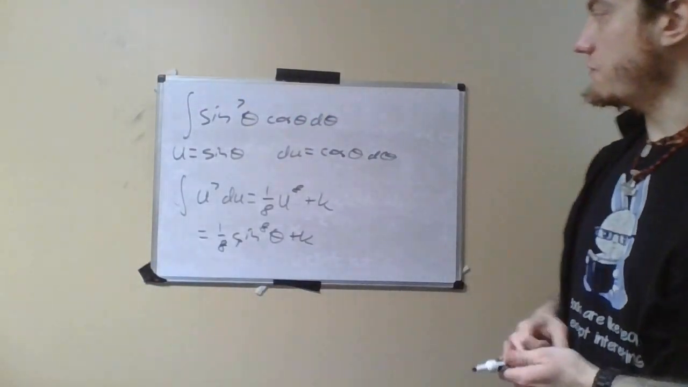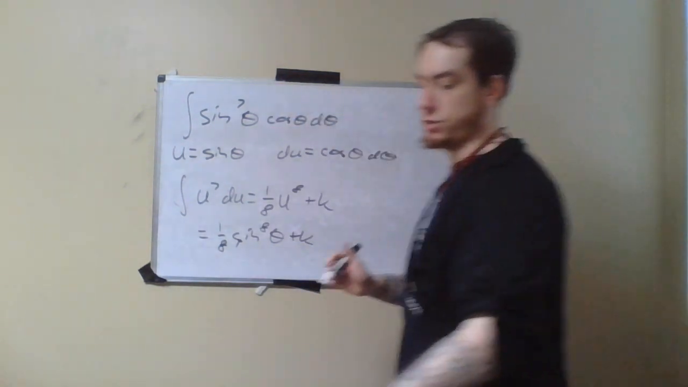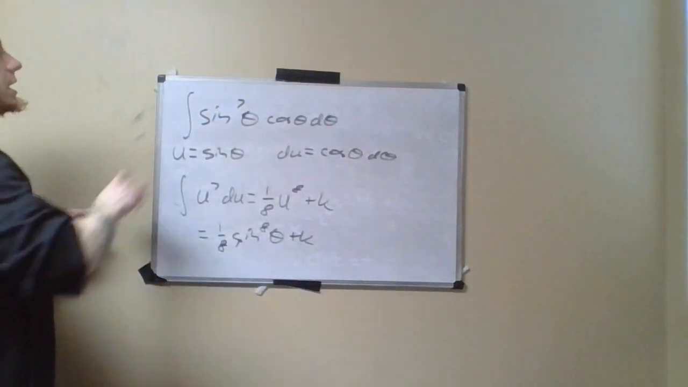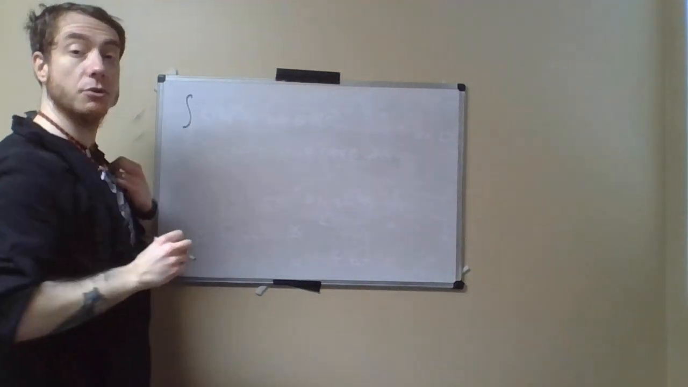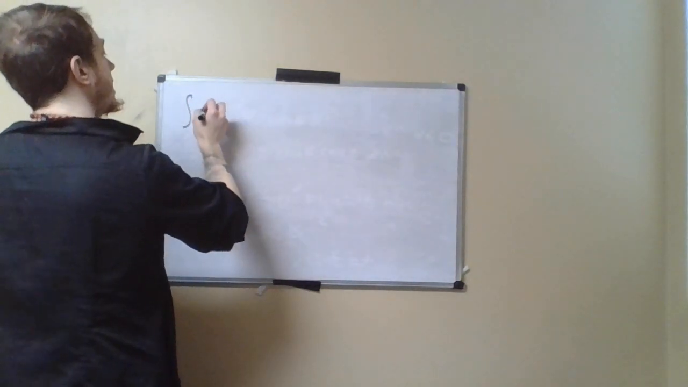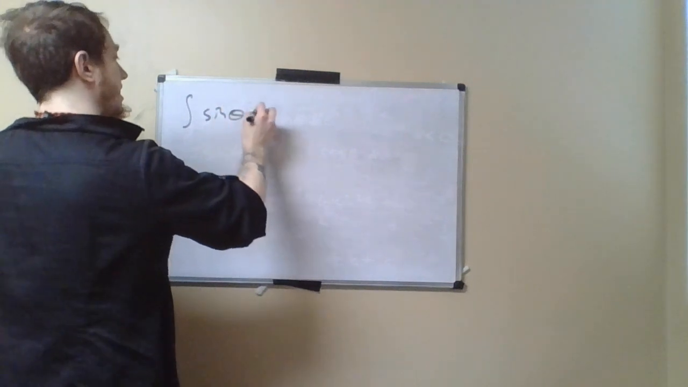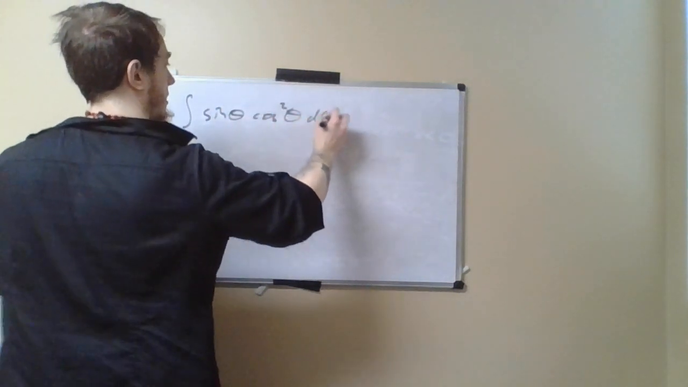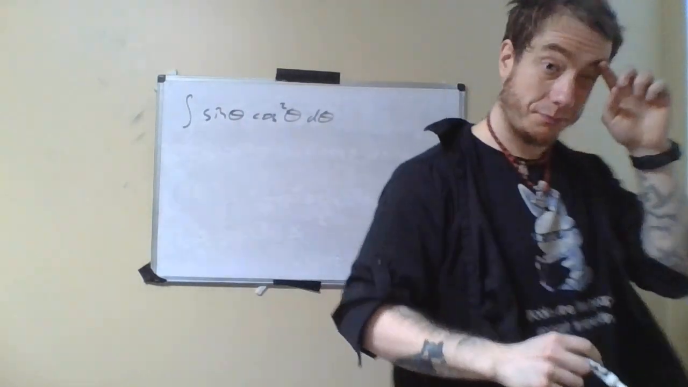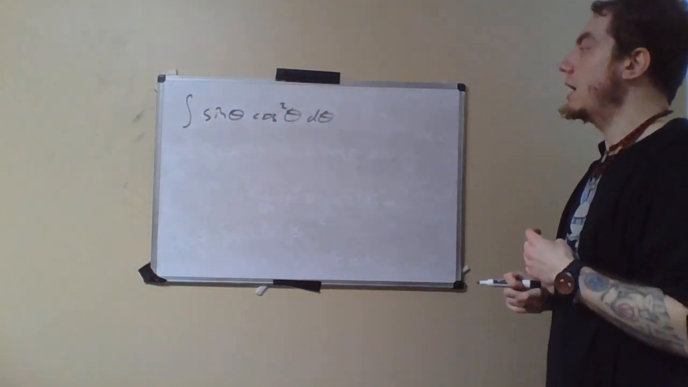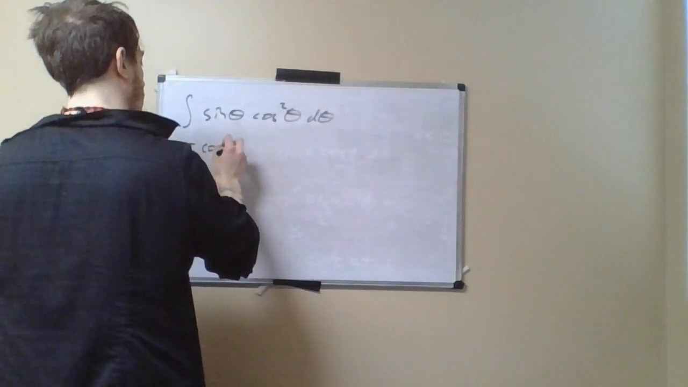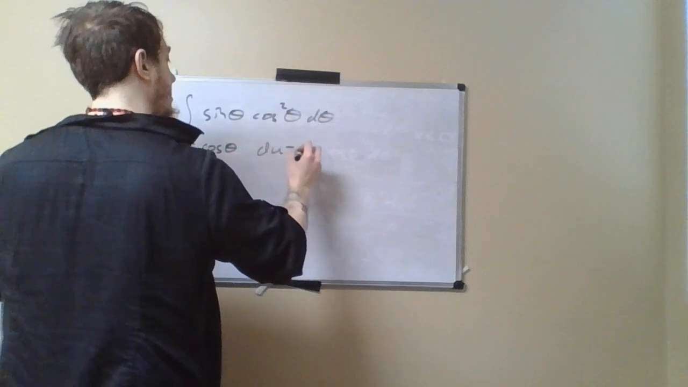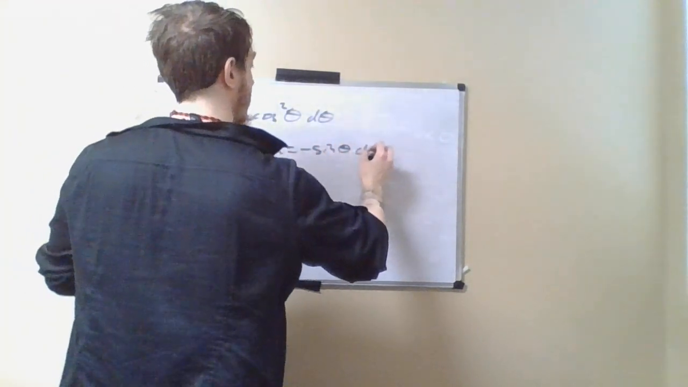And this also works if the roles are reversed here. So this would also work if I wrote something like this. Let's do something slightly smaller, but we'll still make it relatively complicated. Let's suppose that I have sine theta cosine squared theta d theta. Well, for this one, I'm going to need to take my u to be equal to cosine theta, and then my du will be negative sine theta d theta.